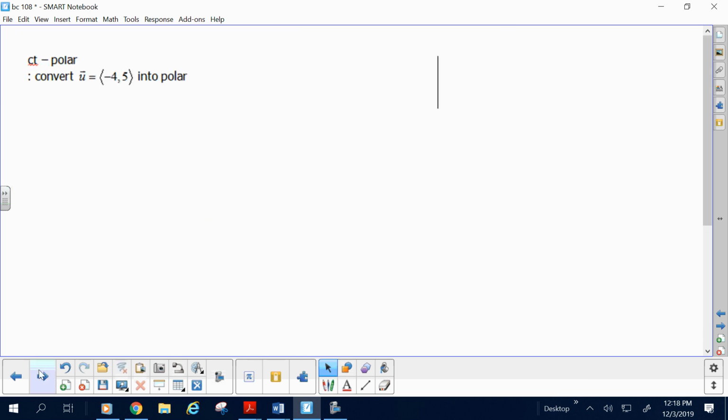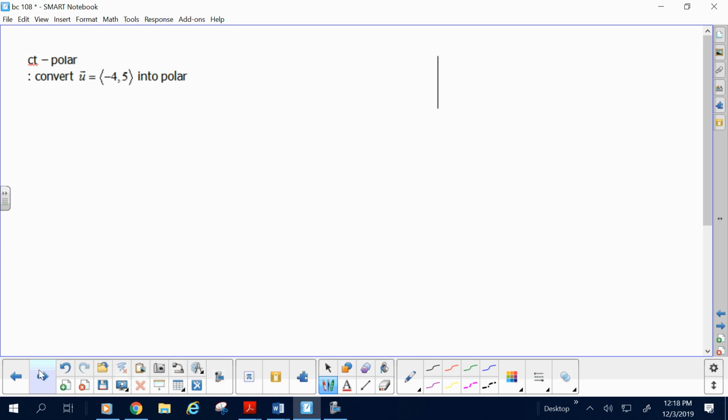All right. Has this got cut off? Is this next? What does that say? CT polar? What does that mean? Rectangular to polar? Is that what that says? Yes. Okay, cool. Here we go.